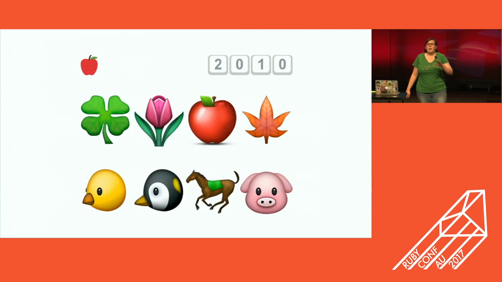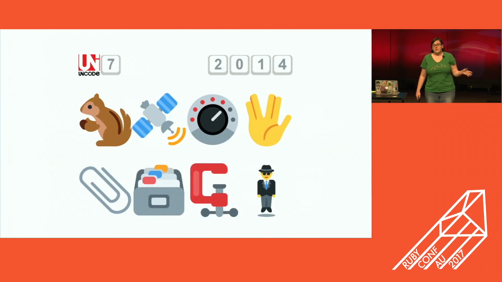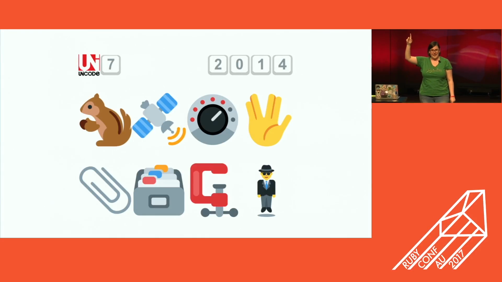Since then, there have been a bunch of new emojis added to the Unicode standard. 2014, we now have a chipmunk, satellite. Man in business suit levitating is an official emoji. Because who remembers Wingdings? Who remembers Webdings? Because backwards compatibility, every single character in those two fonts is now in the Unicode standard, including man in business suit levitating.